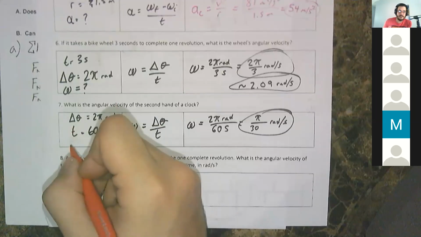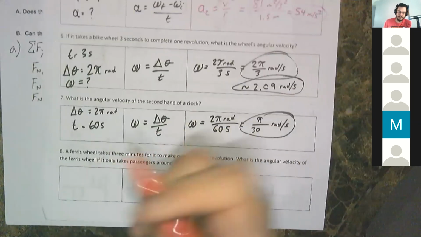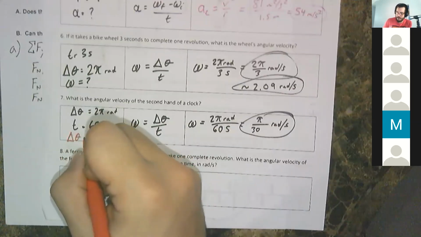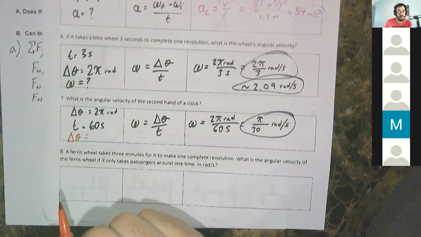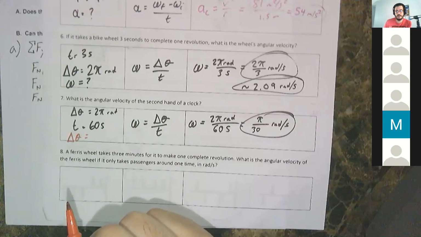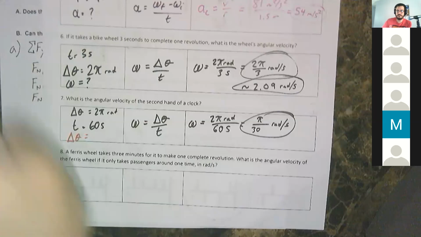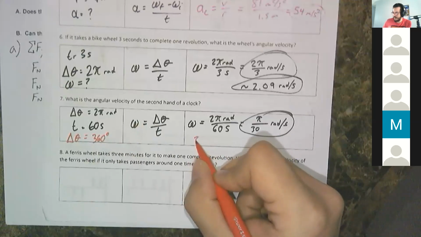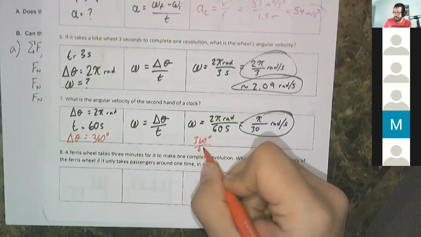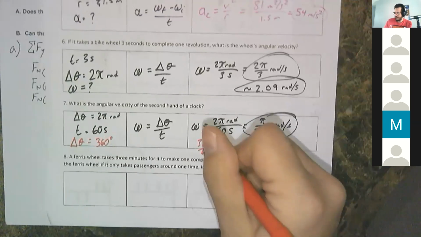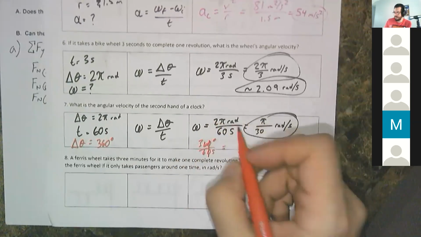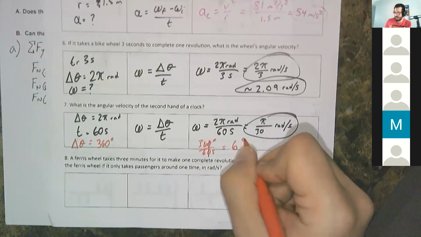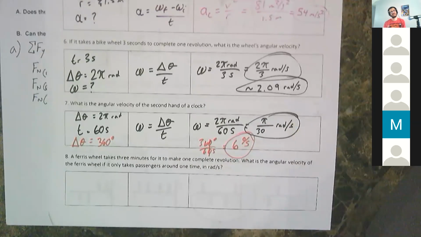Let's redo it. We don't have to change the time. 60 seconds is how long it takes to go around. What is the displacement of the second hand in degrees over the course of 60 seconds? 360 degrees. So it would end up being 360 degrees divided by 60 seconds. Get rid of some zeros. 36 divided by 6. 6 degrees per second. Easy, once you make that mode switch.